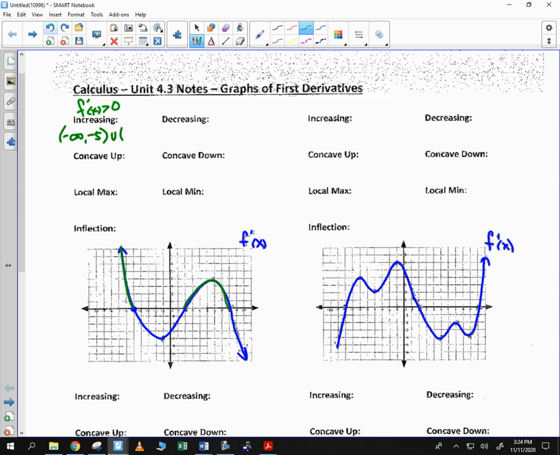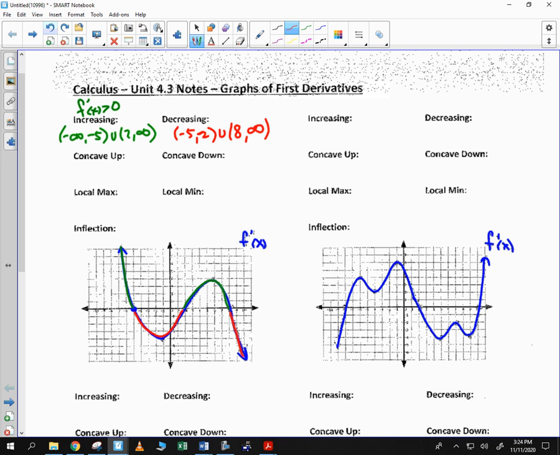Union with, let's see if I can count that. 2, 3, 4, 5, 6, 7, 8. Looks like 2 to 8. It's decreasing in the other places, wherever it's below the x-axis. So I'm looking at here, and I'm looking at here. So it's decreasing from -5 to 2, union with 8 to infinity.